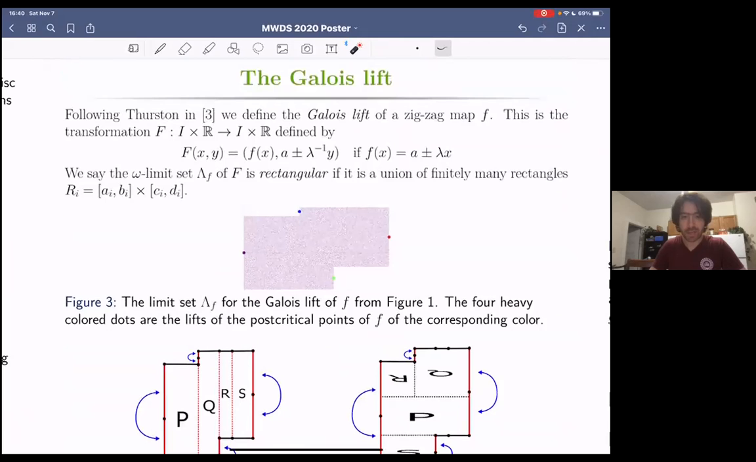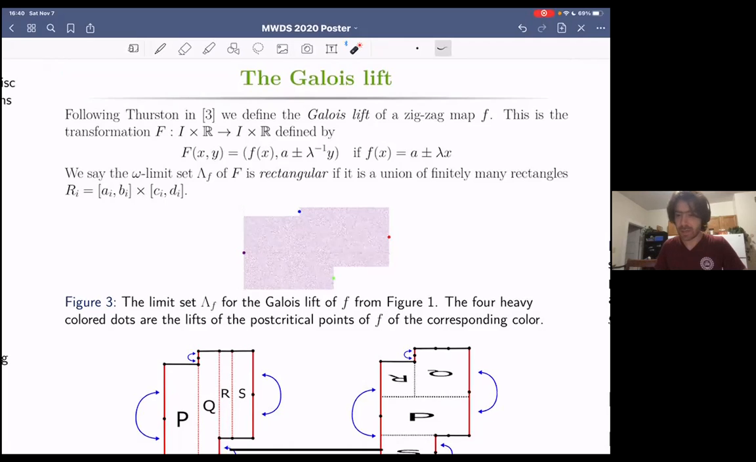There's another way that we can understand these zigzag maps of pseudo-Anosov type. Given a zigzag map, we can define what I call a Galois lift. This is a transformation of I cross R to itself, which covers the original interval map. So in the first coordinate, we act by our zigzag map. And in the second coordinate, we almost act by the zigzag map, except that everywhere we replace a lambda with lambda inverse.